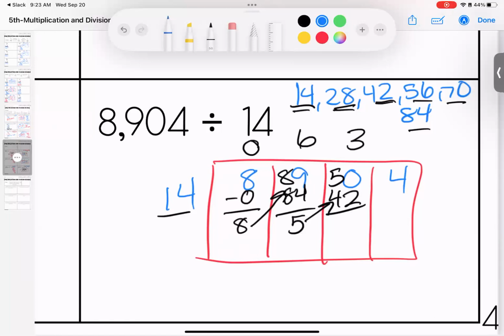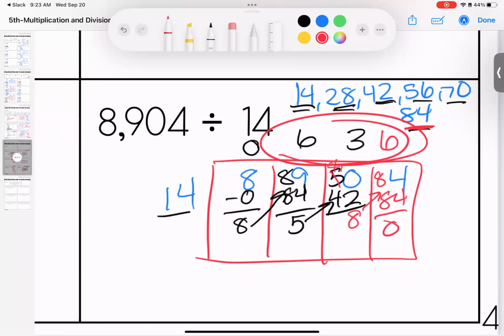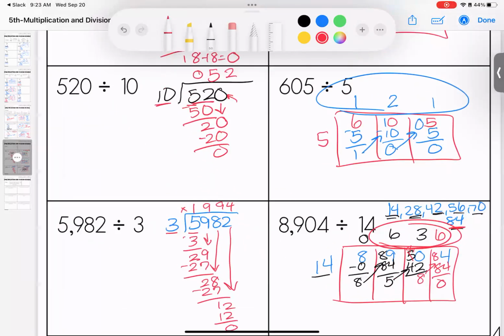And when I borrow, change my color here, 10 minus 2 is 8. I have 8 left. Bring it next door. This looks familiar. I said 6 groups was 84. My answer is 636. If you have questions on this page, page 4, bring them to class.